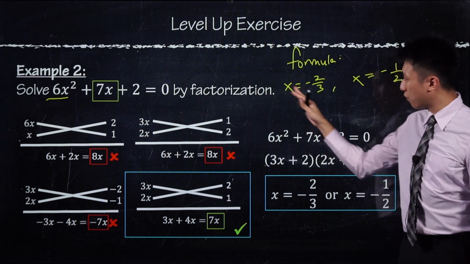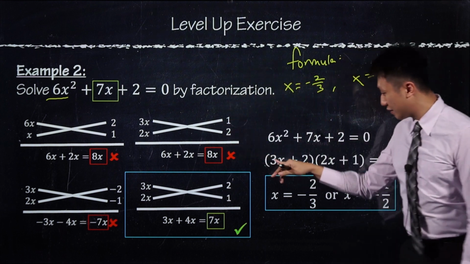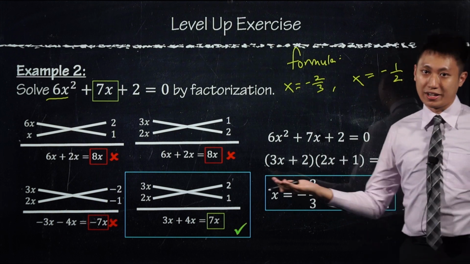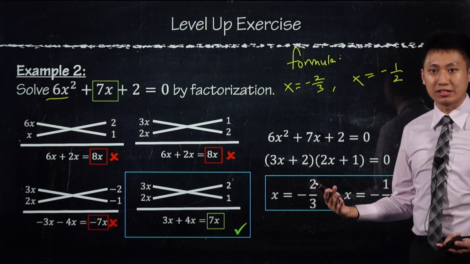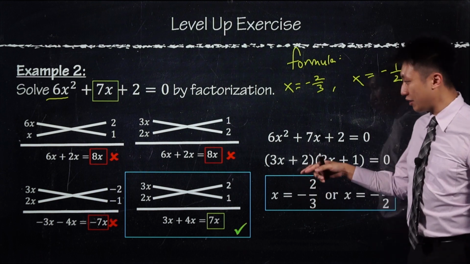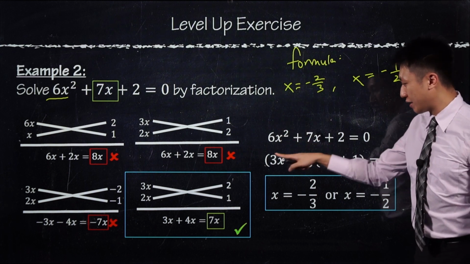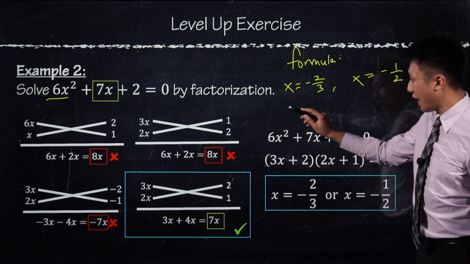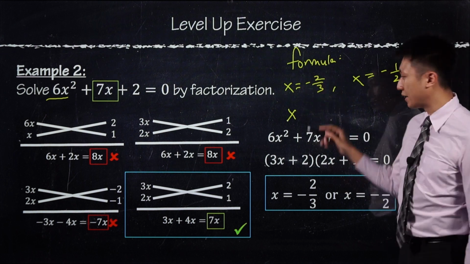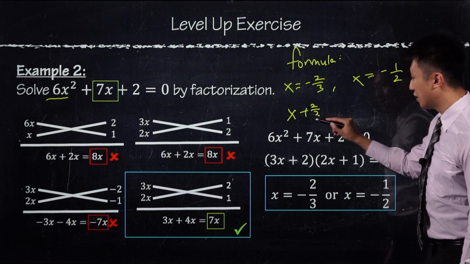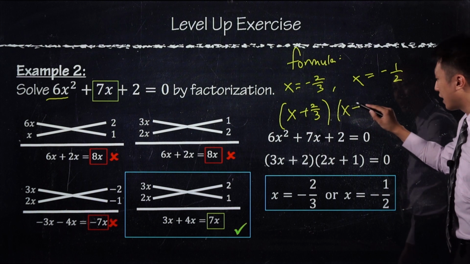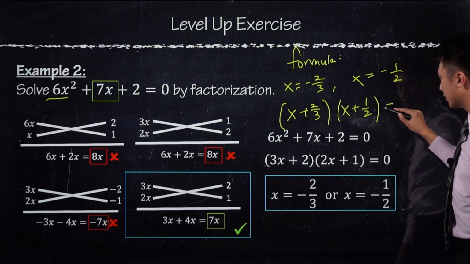So how do you go from this one back to this form? Okay, so I'm telling you how to cheat in the exam, or in some cases where you need to use these techniques. You know this thing here is the root. So if you want to form it back to the factor, then it should be x minus this thing, right? So minus 2 over 3 becomes plus 2 over 3. Then the other one will be x minus negative half, so it will be x plus half. Then it's equal to 0.